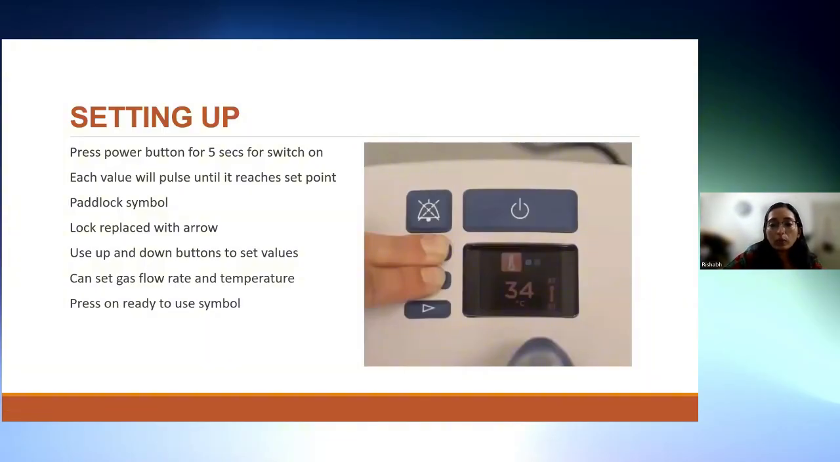Once you see the blinking on the screen, you can press the buttons and it will get selected. Once it is selected, a padlock symbol appears and the lock is replaced with an arrow. Now you can use the up and down buttons to set the value. And once the gas flow rate and temperature are set, you can press the ready to use symbol. So this is how the initiation should be done.